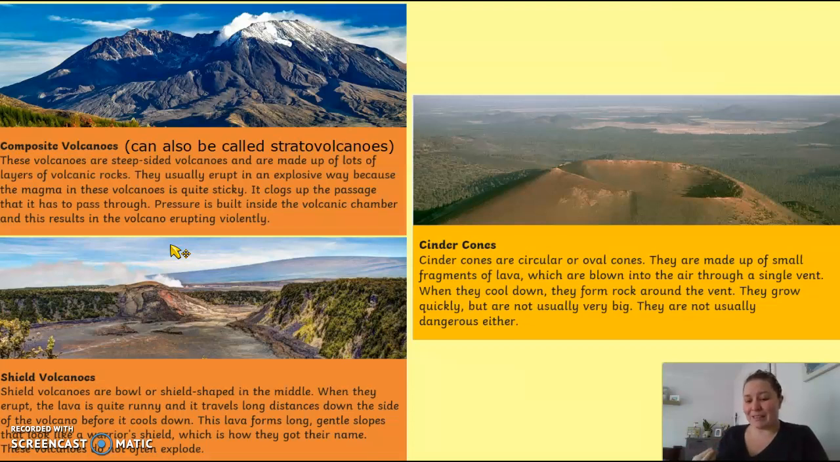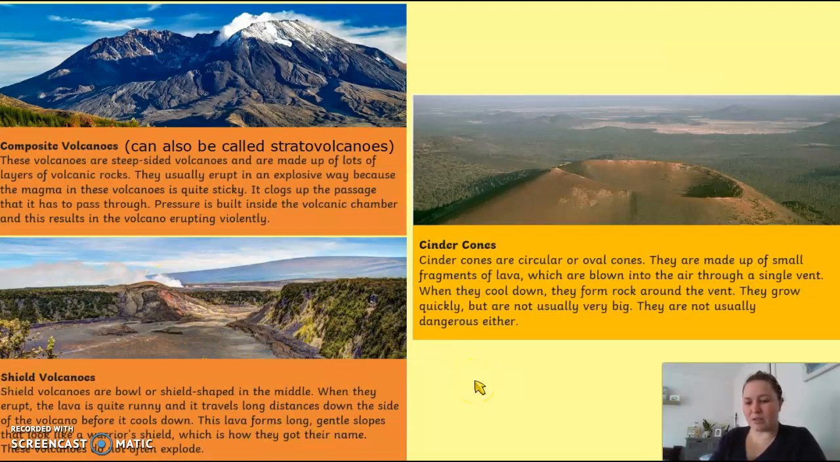So the magma is quite sticky, it clogs up in the passage, and so pressure has to be quite strong to push it out, and therefore it is quite an explosive eruption, quite strong and powerful. That's your composite. We have also got shield volcanoes.